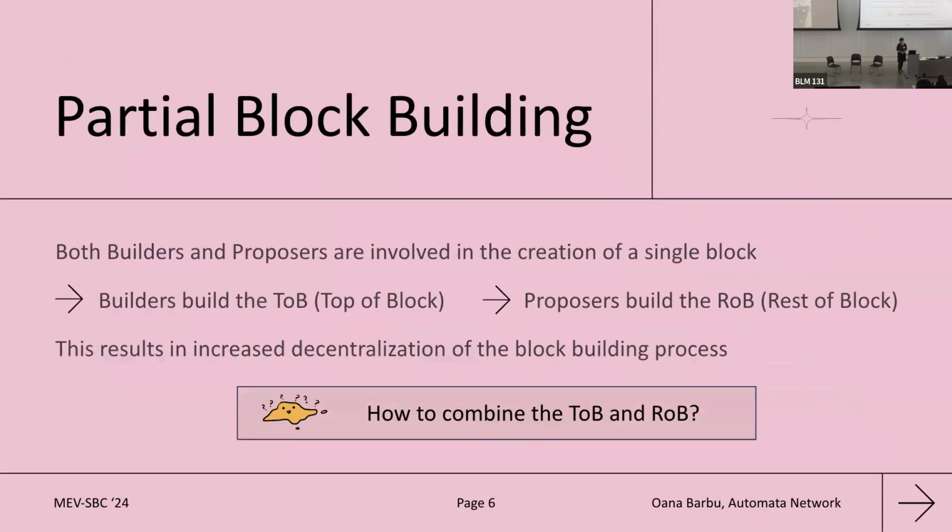So the idea with partial block building is to involve the proposers as well in the creation of the block. So with partial block building, the builder will still create the top of the block, the TOB, but now we allow the proposers to also have an input in what gets included inside the block via the ROB, the rest of the block. The question becomes, how should we combine this TOB and ROB? And of course, our answer is to use a TEE.